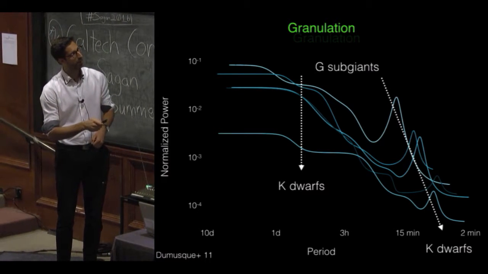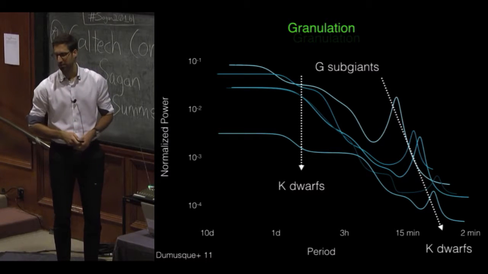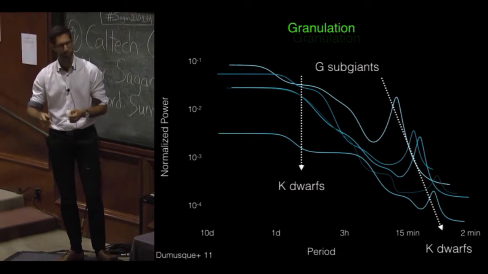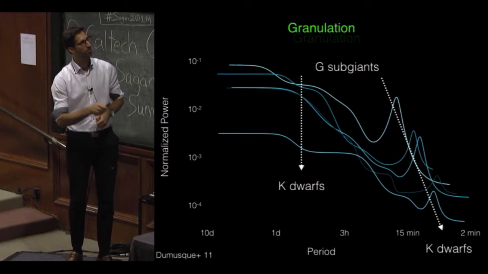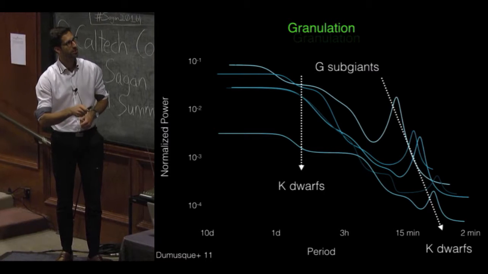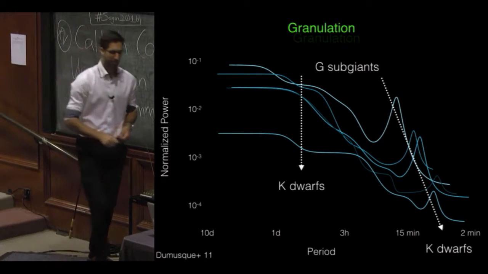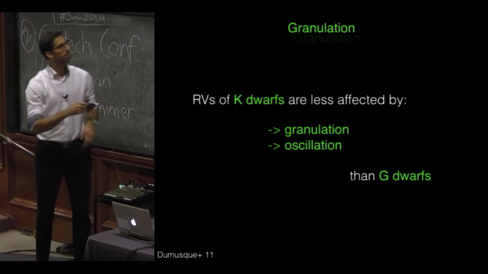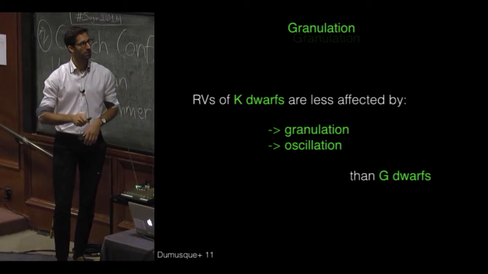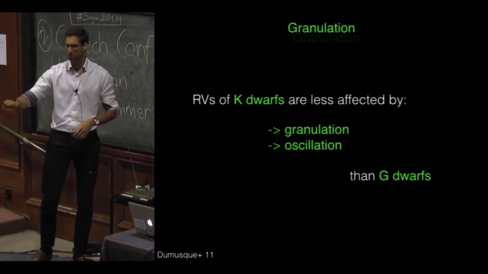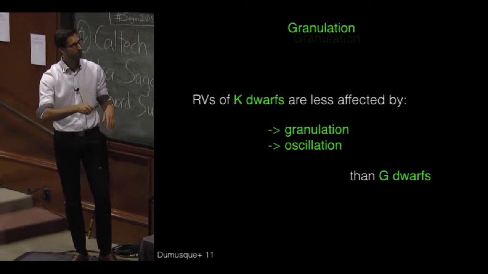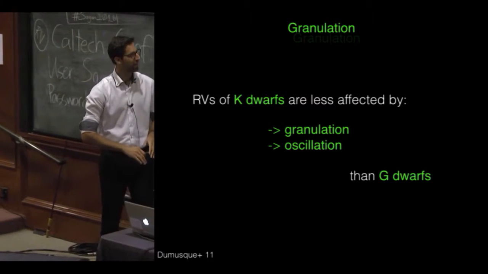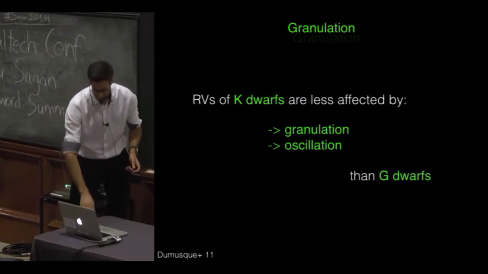And then you see also that the amplitudes of the oscillation also go down. So G-dwarfs are more affected by oscillation in radial velocity measurement than K-dwarfs. And then if you look at the level of the granulation that you can see here, you also go down. So basically the take-home message is K-dwarfs are less affected by granulation and by oscillation. And then if you go towards the M-dwarf regime, it still continues like this. Then in the M-dwarf regime, you have activity that is perhaps stronger. So this is another question.